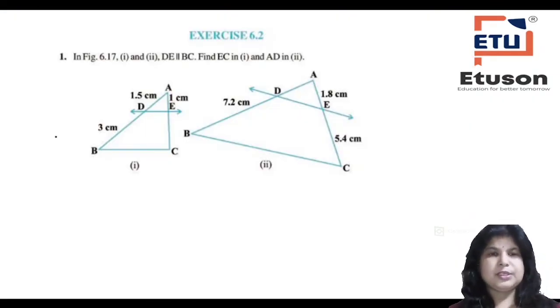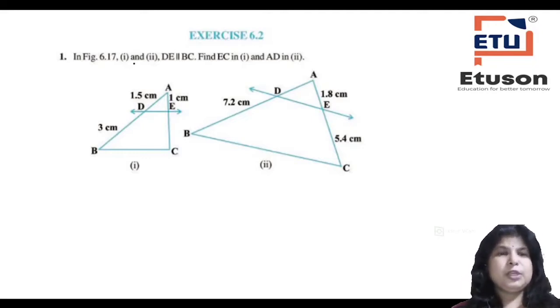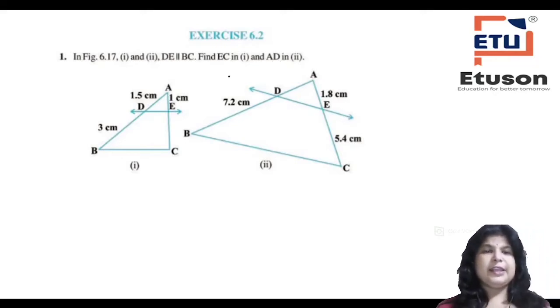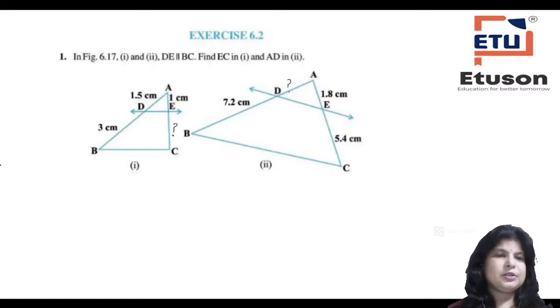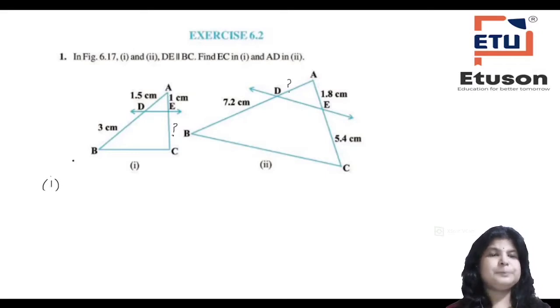So this is question number 1 of your exercise 6.2 of NCERT book. In figure 6.17, bit 1 and 2, DE is parallel to BC. Find EC in figure 1 and AD in figure 2. So you have to find out what is EC here and what is AD here, right? So let us go for it with bit 1.